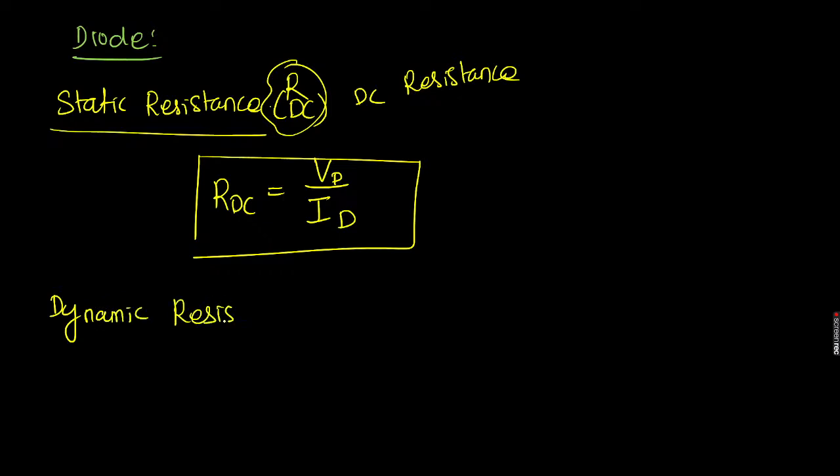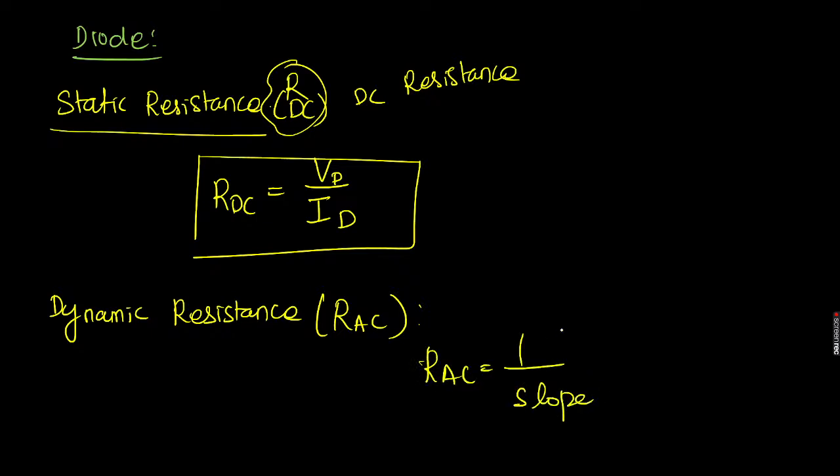Dynamic resistance is usually calculated in AC, so dynamic resistance is simply considered as RAC, that is AC resistance. How to calculate the AC resistance? Dynamic resistance you can calculate from the slope. We have drawn the characteristics slope, and from that slope you need to calculate. So RAC will be equal to the reciprocal of the slope. What is the slope? Slope means voltage versus current. Don't think too much.